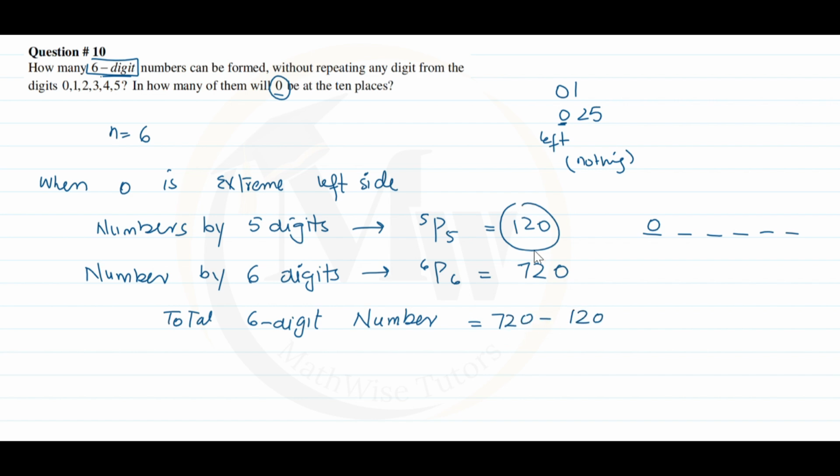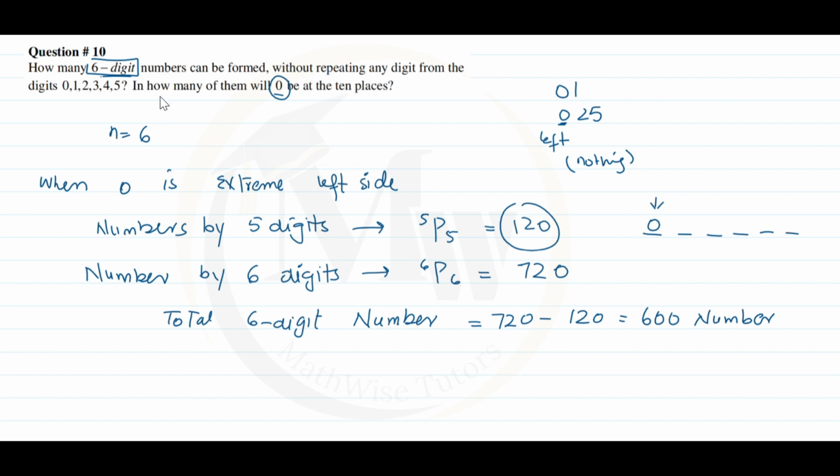Why are we subtracting 120? Because in this the 0 is in the first place. If the 0 is at the first place, the number will be a 5-digit number. We don't need a 5-digit number, we need a 6-digit number. So we subtract all of those numbers which will be formed by placing the 0 at the first place, which is 600. These are the numbers which are formed using these 6 numbers.